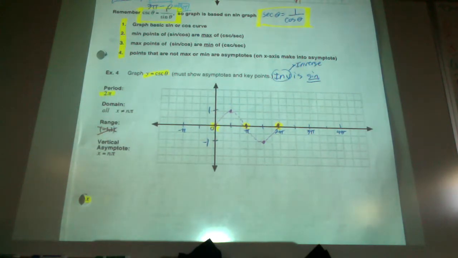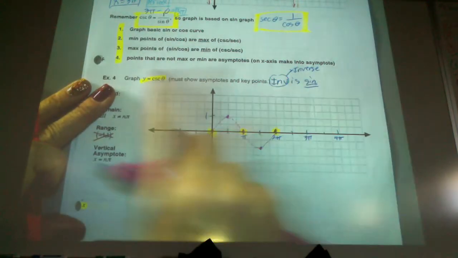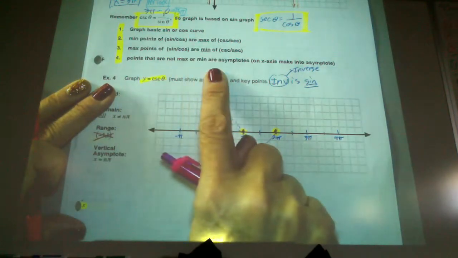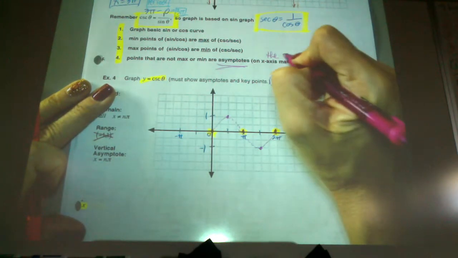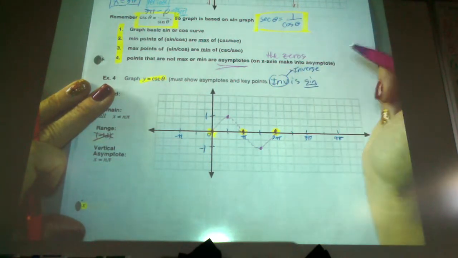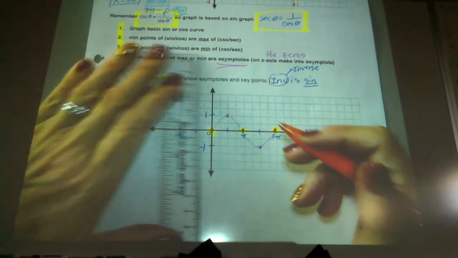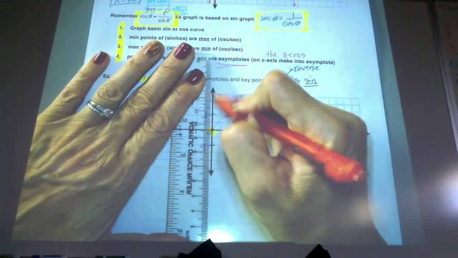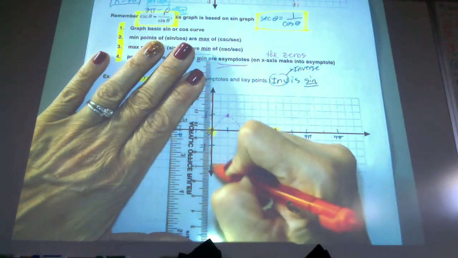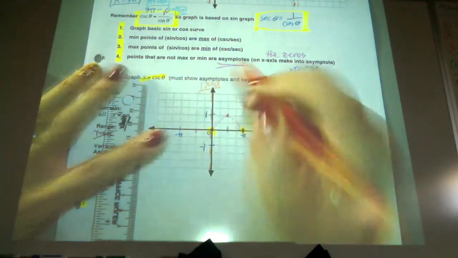Those points are neither max nor min. They are what? X-intercepts, they're zeros. And so up here, that's what we're looking for. Points that are not max or min are asymptotes. And that would be the zeros. So wherever there's a 0 of the function, we get these asymptotes. And with sine, there's always 3 zeros in one period. So the first asymptote is right here at x equals 0. The vertical line going through the x-axis at 0. So that's asymptote number 1.